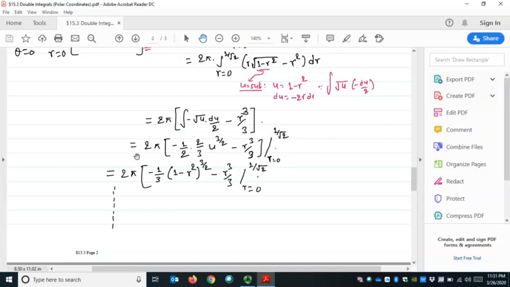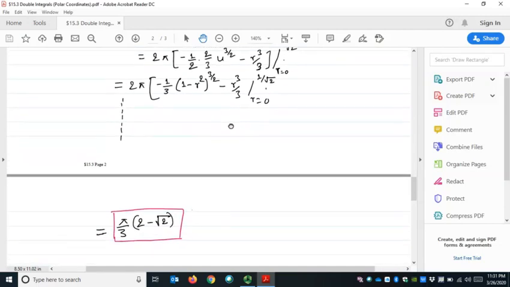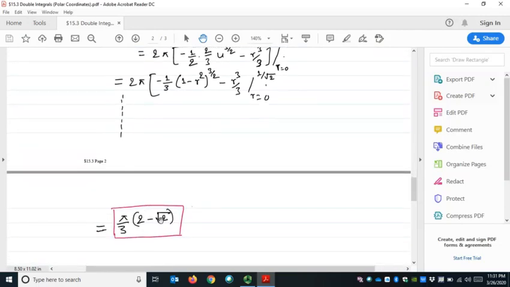radical 2. So 2 pi, in the next step I copy as it is, then this 2 cancels, minus 1/3, this u is 1 minus r square, to the power of 3/2, minus r cubed over 3, and r equals 0 to 1 over radical 2. Then put in r equals the upper limit and r equals the lower limit and simplify. So please pause the video and try to actually simplify this one. So it gives you pi over 3, 2 minus radical 2.